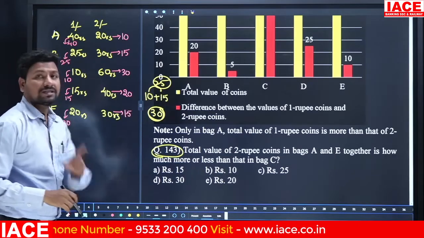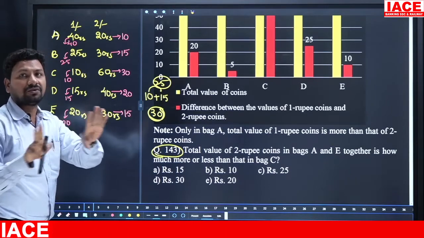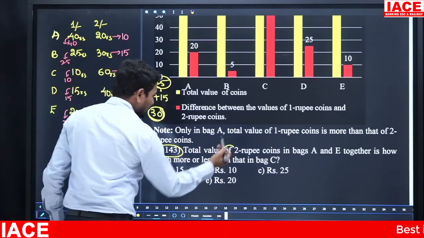25 coins to 30 coins, how many coins difference? 5 coins difference. Each coin value is how much rupees? 2 rupees. 5 into 2 is equal to how much rupees? 10 rupees. Option B.